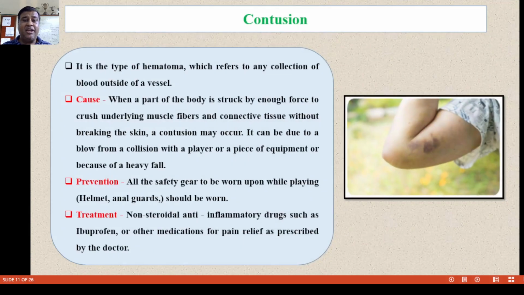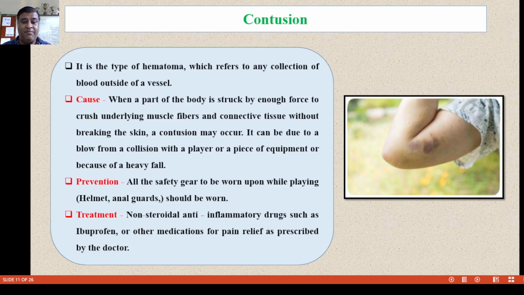Next is contusion. Contusion is a type of hematoma, which refers to a collection of blood outside of the vessels. What are the causes? When a part of the body is struck by any type of rough surface or any force that crushes the underlying muscle fibers and connective tissue without breaking the skin, then a contusion may occur. It is due to a collision of players sometimes, or pieces of equipment, or because of a heavy fall. If you fall, then this happens.